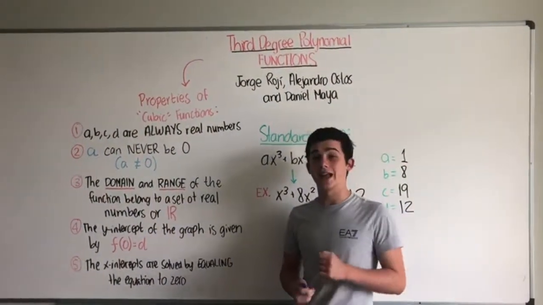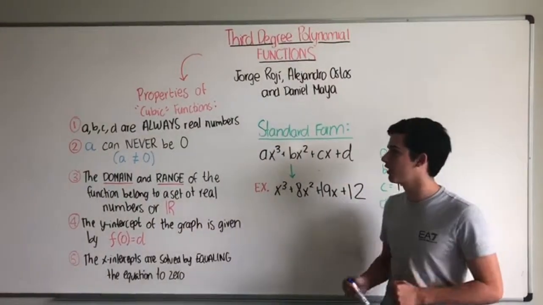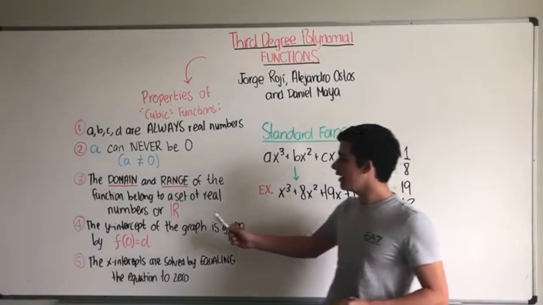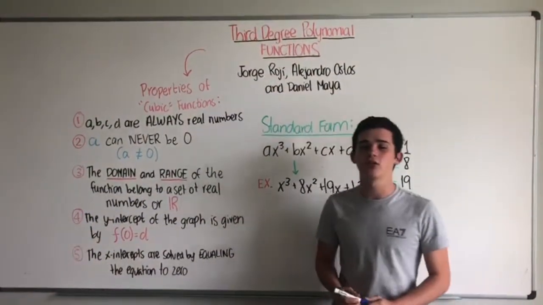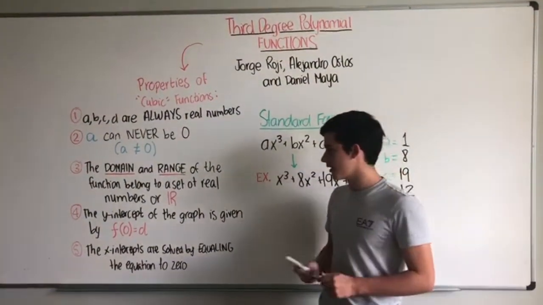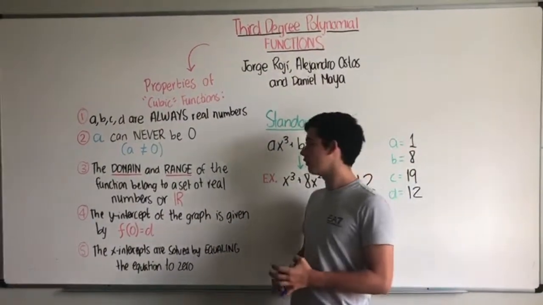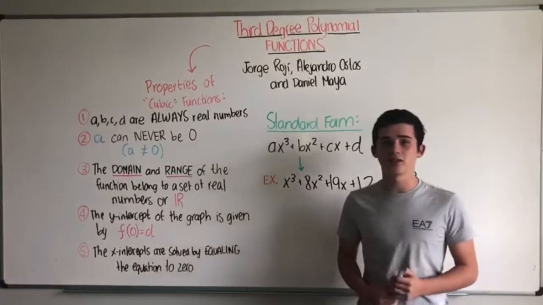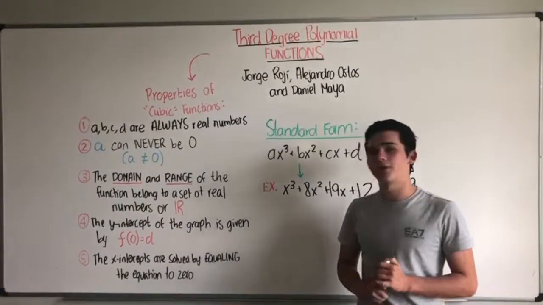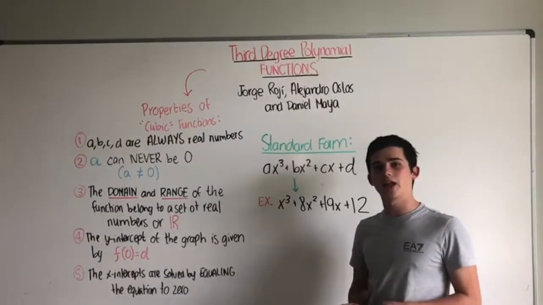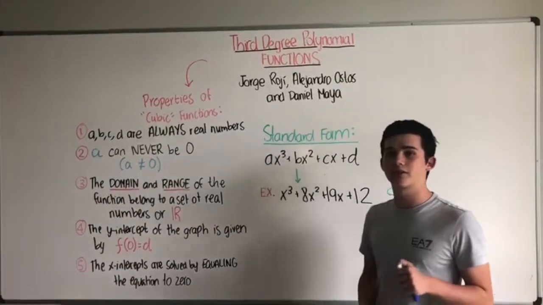First of all, a, b, c, and d are always real numbers, and a can never be zero. The domain and the range of the function belong to the set of real numbers. The y-intercept of the graph is given by f(0) equals d. The x-intercepts are found by setting the equation equal to 0. But to start solving them, the equation has to be in the standard form.